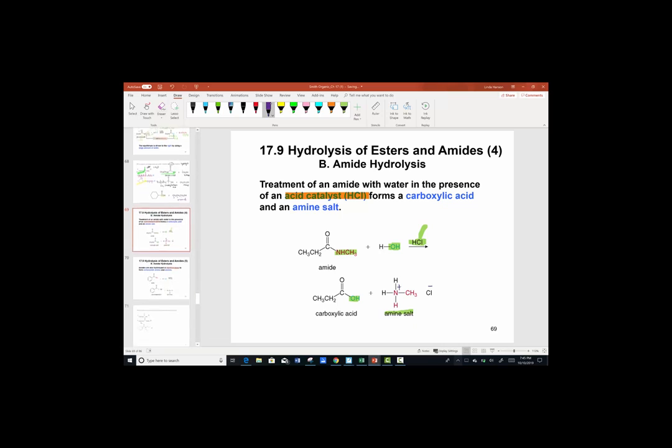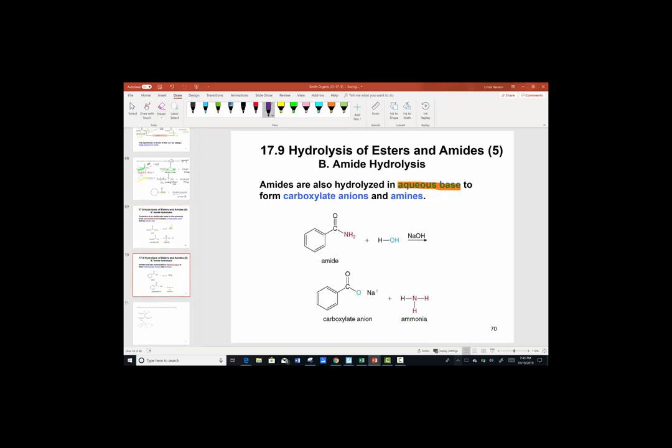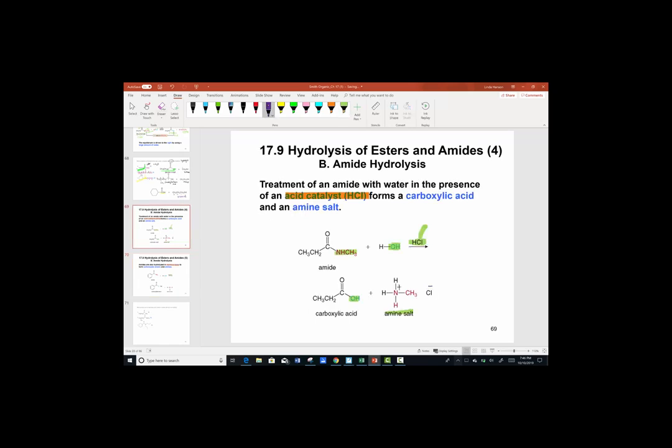And we can take a closer look here, where we add an amide to water in the presence of a base, such as sodium hydroxide. Now let me go back one slide to emphasize the difference. This slide was all about acid catalyst. Have I emphasized that enough, that this is the acid catalyst sitting on the arrow, and it produces the salt with the carboxylic acid?